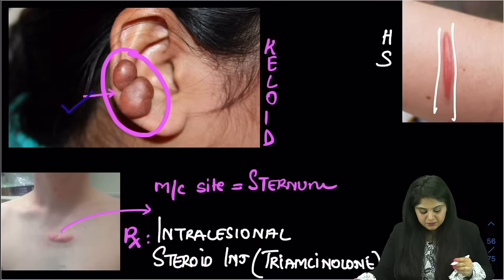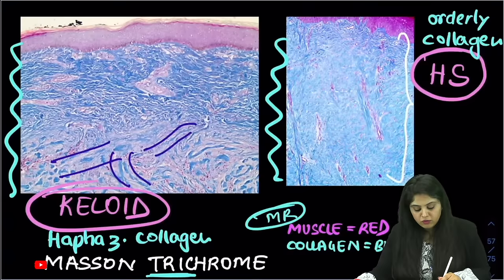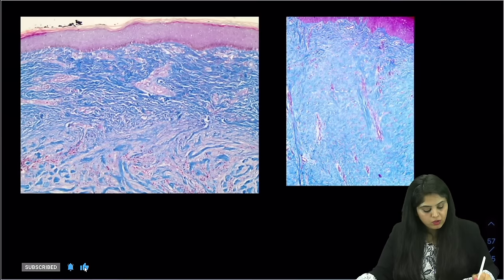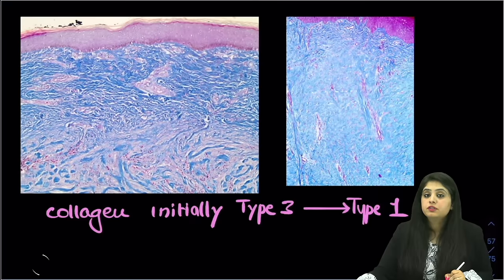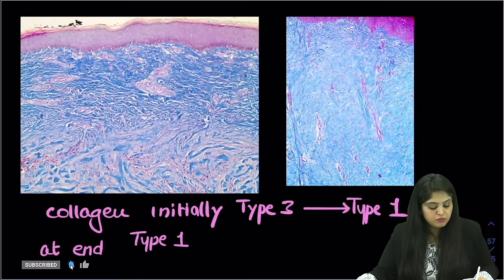Okay, having said that, the next question which I was expecting from all of you, and which everyone has already asked me, is what is the type of collagen that we are talking about over here? Remember, initially the type of collagen is going to be type 3, and in the end the collagen is going to become type 1. There was a question in your previous year that at the end, obviously, type 1 collagen becomes the predominant one, and the less predominant one is type 3.